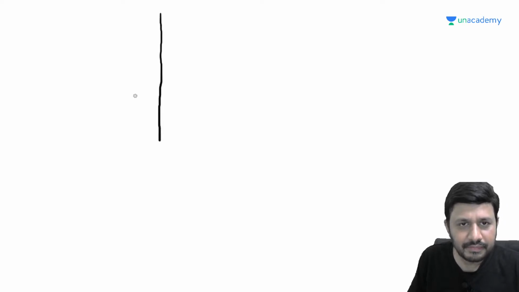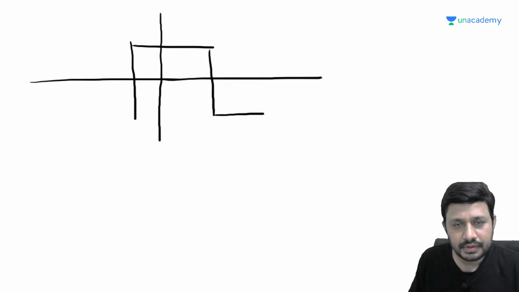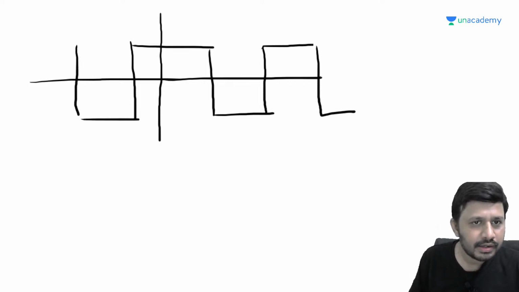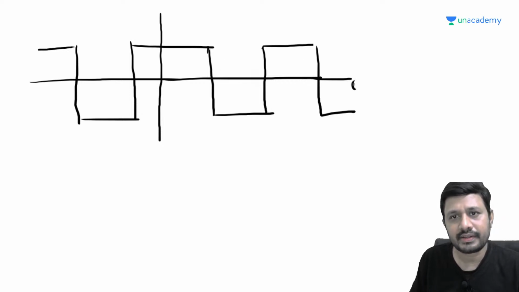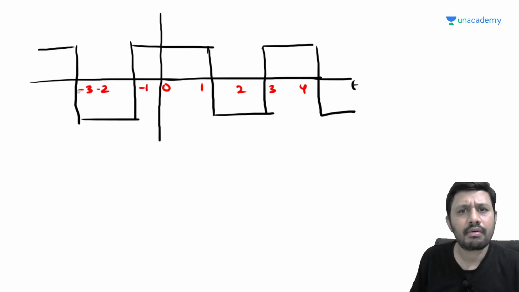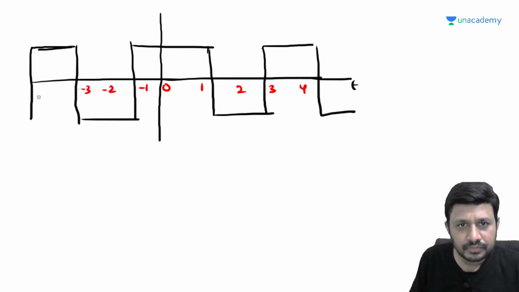Look here. I'm taking an example. A periodic signal I am taking like this. Mind me if the shape is not proper. Suppose I have a periodic signal like this. Say this is 0, this is 1, 2, 3, 4, and this is -1, -2, -3, -4.